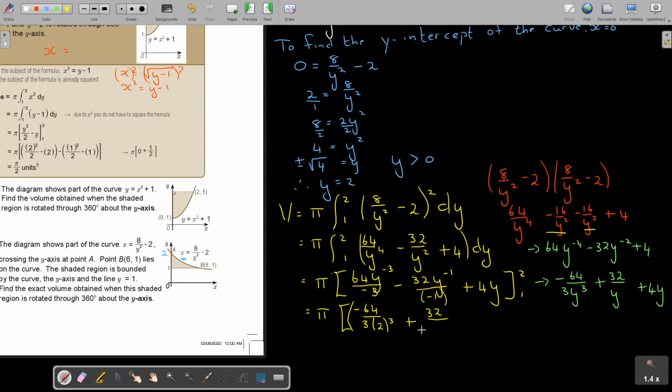Okay. So if I'm substituting there, then this is the y now. So I substituted 2, and in the place of y, 2 minus negative 64 over 3, and in the place of y, 1 to the power 3 plus 32, 1 plus 4, 1, close the bracket, close the bracket. Okay, now I'm just going to simplify.